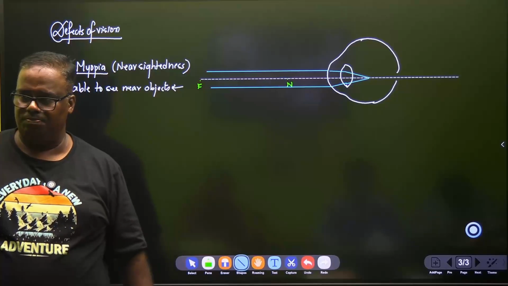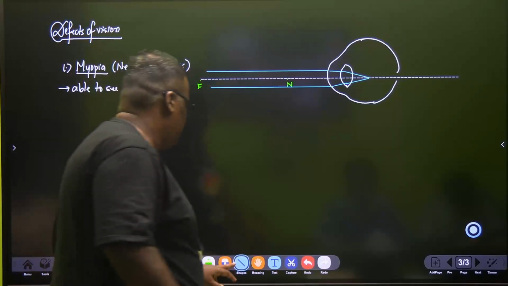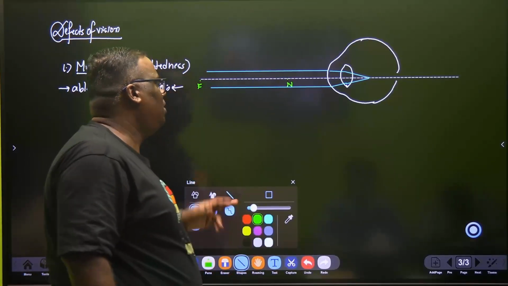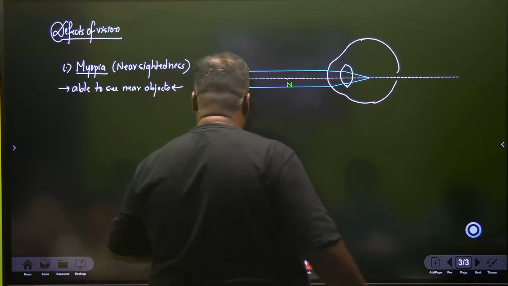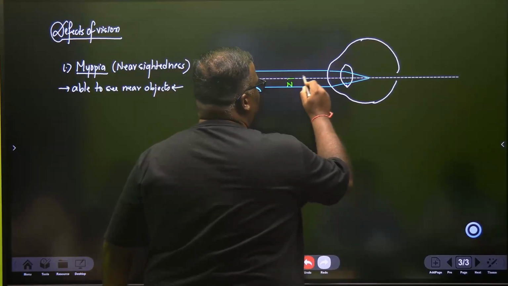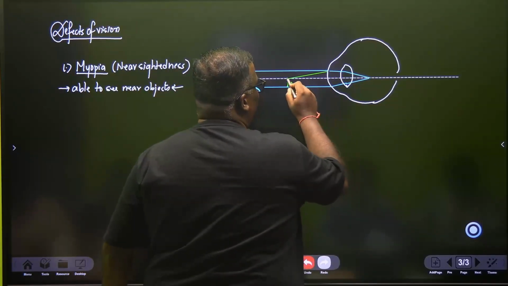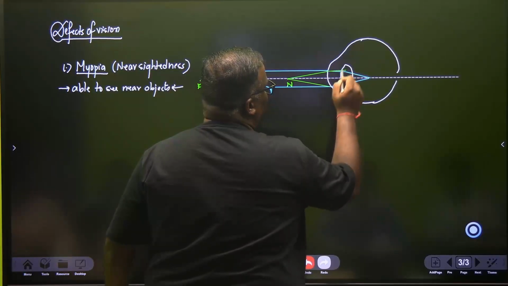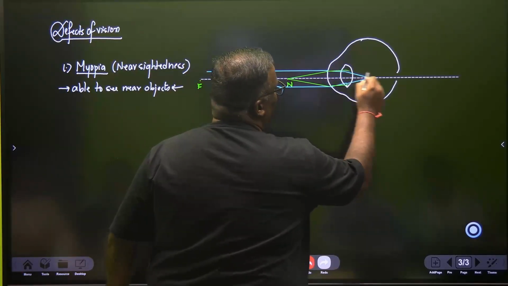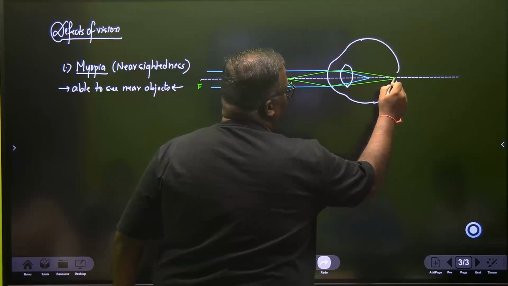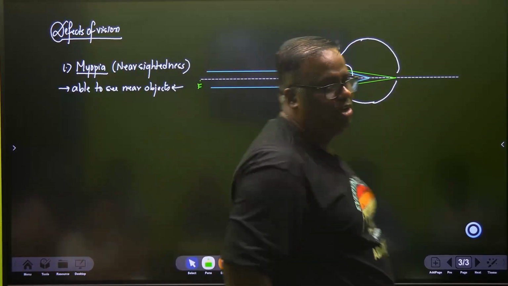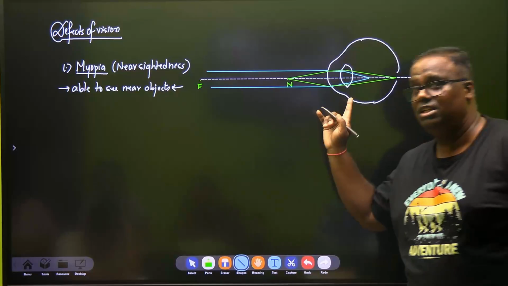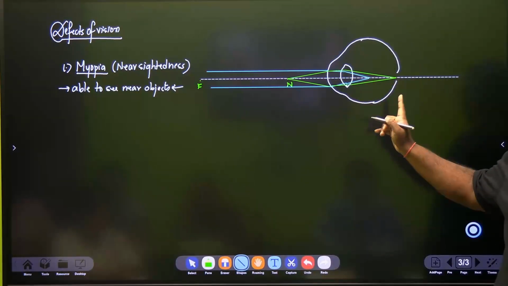Have you understood? The question arises, sir, then how am I able to see near things? For near things you don't have problems. Nearby rays are always divergent rays. So these divergent rays will get a little bit converged, and these rays are actually getting met here. So you are able to see your near point item. Did you understand this diagram or not? This is very, very important.